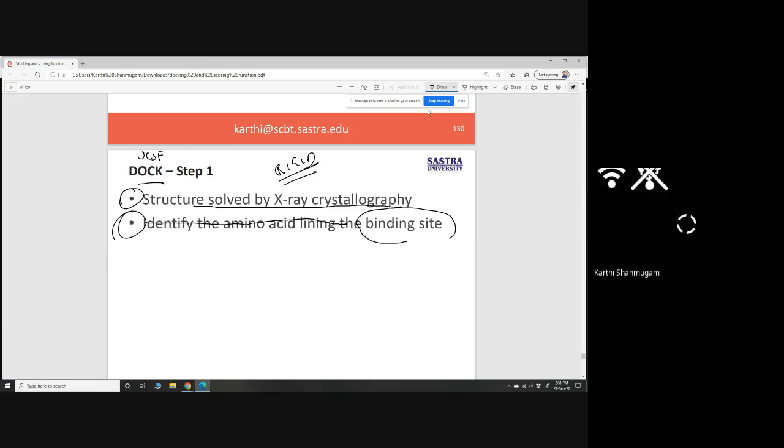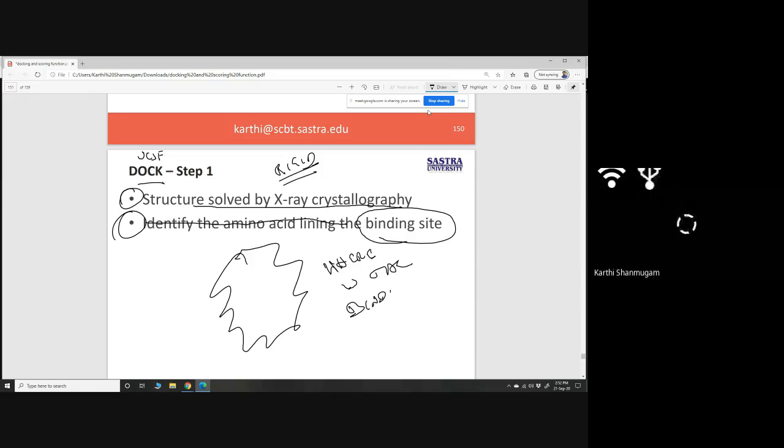Say for example, if this is your protein molecule, and if I ask you a question, where is the binding site? What will be your answer? Where is the binding site in this protein? Just a graphical illustration. So how will you identify where the binding site is present? Which methods will you follow? I asked this question assuming that you completed your structural bioinformatics.